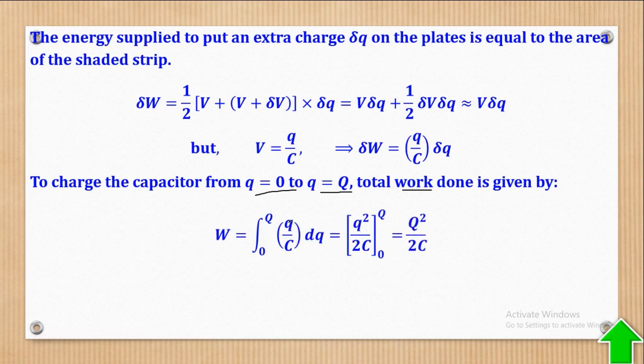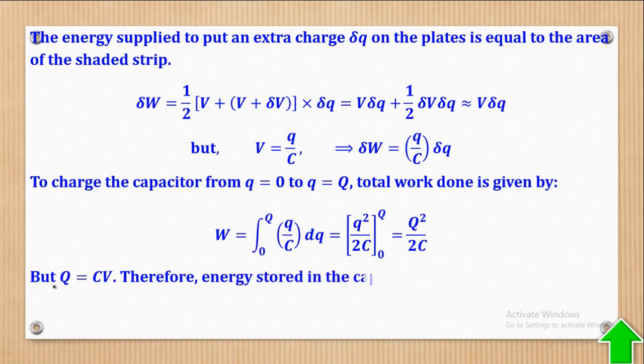So this is what I was meaning. If we had left V here, there is no way we could have integrated, because the integration is with respect to Q. Now this C is constant, so when I integrate Q, I come up with a half Q squared, and this C is maintained, from 0 to capital Q. When I substitute limits, I come up with capital Q squared over 2C.